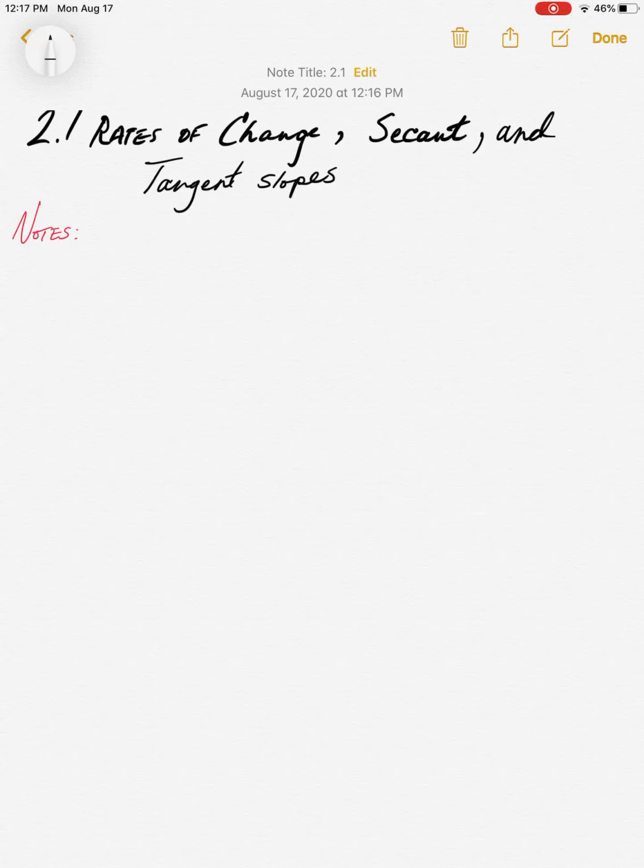All right, so today we're jumping into 2.1 rates of change, secant and tangent slopes. Heads up, all of these are slopes.